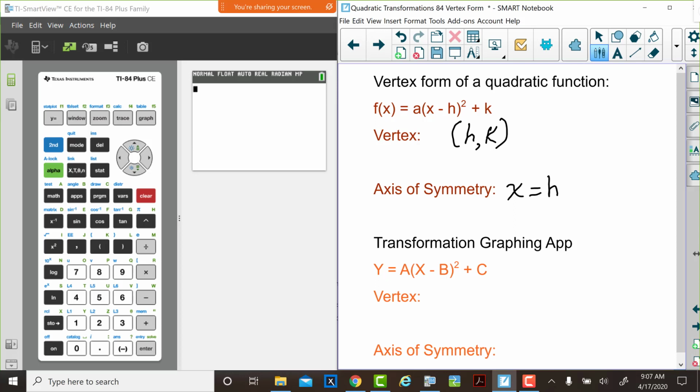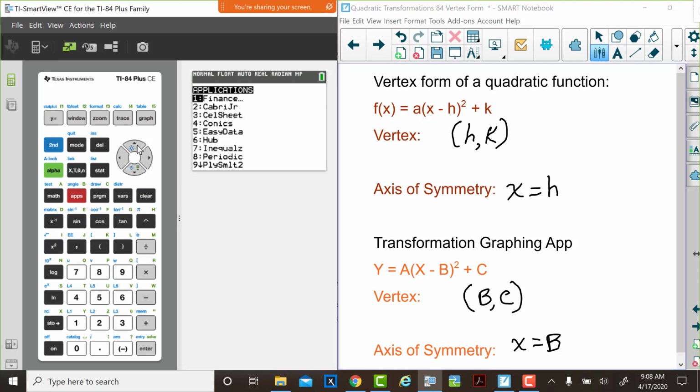The transformation graphing app on the TI-84 allows us to use a, b, c, and d as our parameters, so we'll be entering the equation shown below. Vertex, therefore, is the ordered pair (b, c), and our axis of symmetry has the equation x equals b, the x value of the vertex. To enter this in our transformation graphing app on the TI-84, we'll first press the apps key. You may arrow up or down and choose transform.